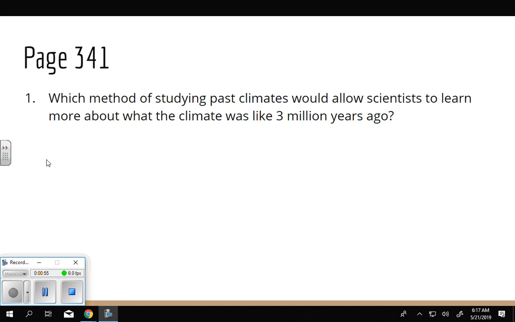Highlight. Climatologists are scientists who study and compare past and present climates. Continue highlighting. They look for patterns that allow them to make predictions about future climates. Continue highlighting. Scientists also learn about climate change by looking at evidence left by past climates. Continue highlighting. One way scientists study past climates is by observing samples of ice called ice cores.